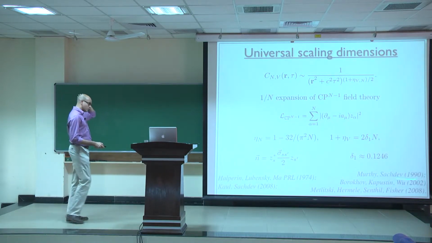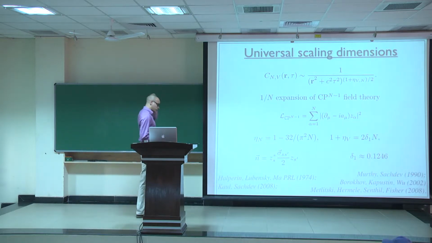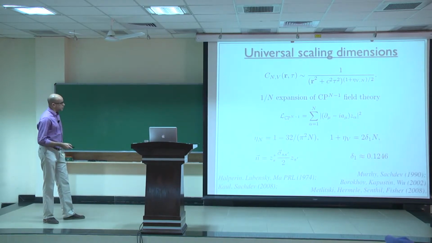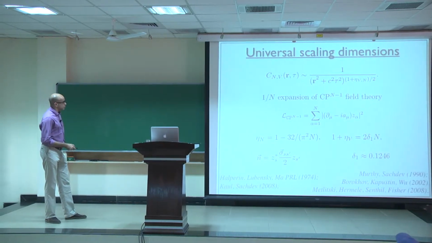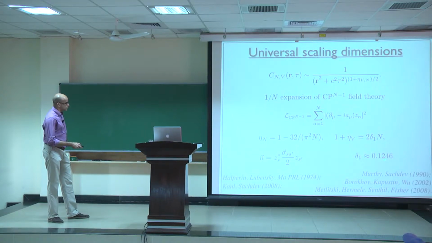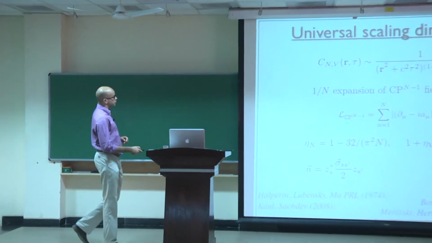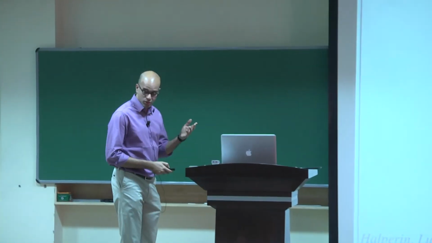Okay, so it was originally done by my colleague Ganpati Murthy and Subir Sachdev, and then later redone by Senthil and collaborators using methods by Borokov, Kopustin, and Wu, and they find agreement by very different methods of the computation of this number. So you have these two universal numbers, 32 divided by pi squared and 0.1246, and these are very, very non-trivial properties of the CPN field theory at large n.